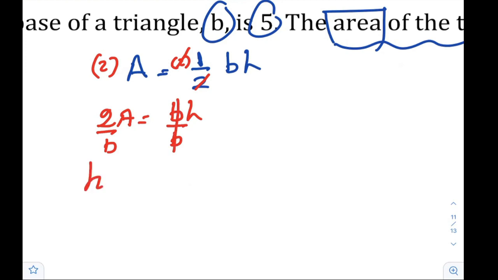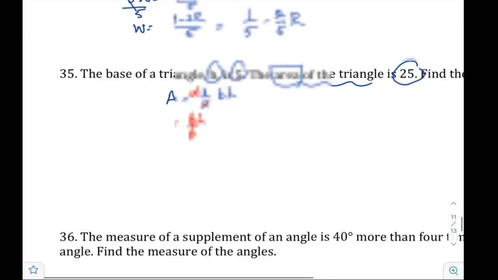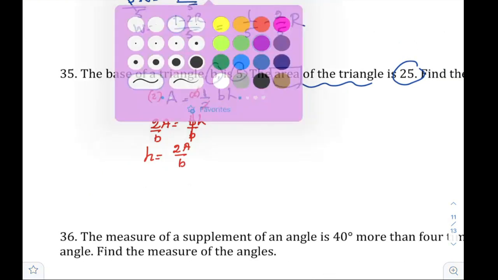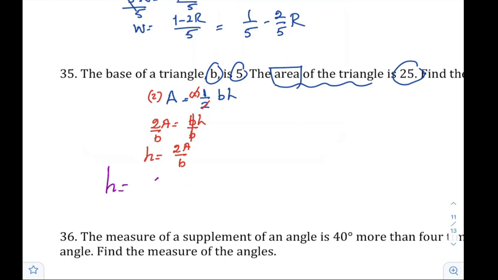Now we have an equation, a formula. H is 2A over B. What do we have here? Let's replace. When you replace, we have H equals 2 times, the area is 25, the base is 5. When you multiply 2 by 25 is 50, divided by 5 is 10. So H is 10.